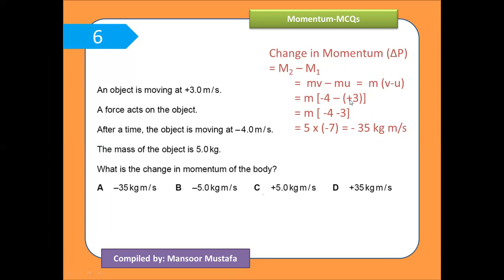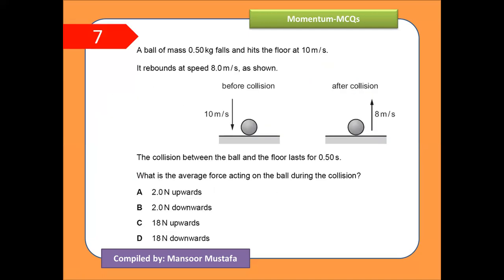It means that if you don't consider these signs properly, you might get an incorrect answer. So you must focus on the particular signs whenever you are solving a vector quantity. So the correct option is minus 35 kilograms meters per second. Now this question is again a very important question.